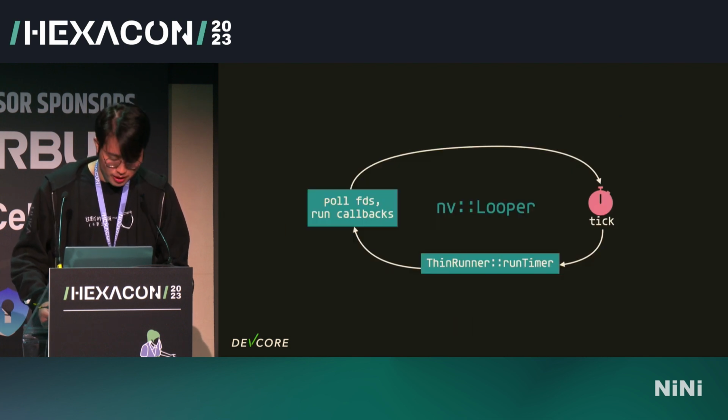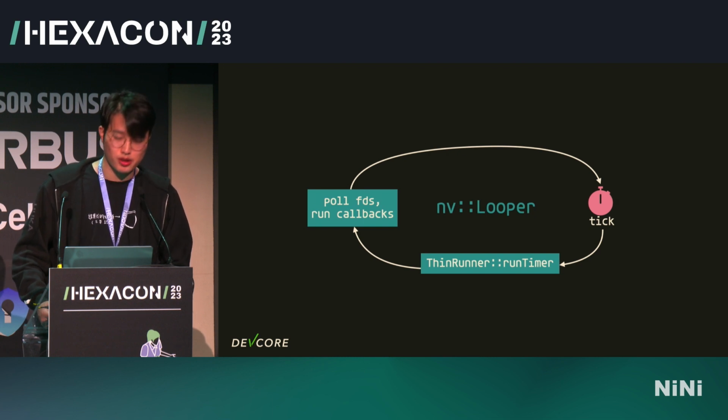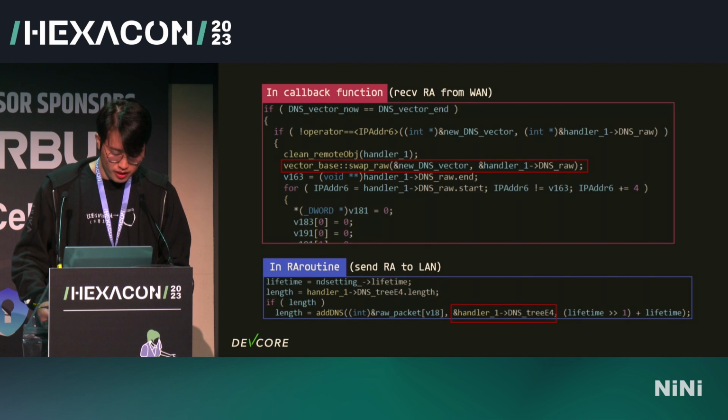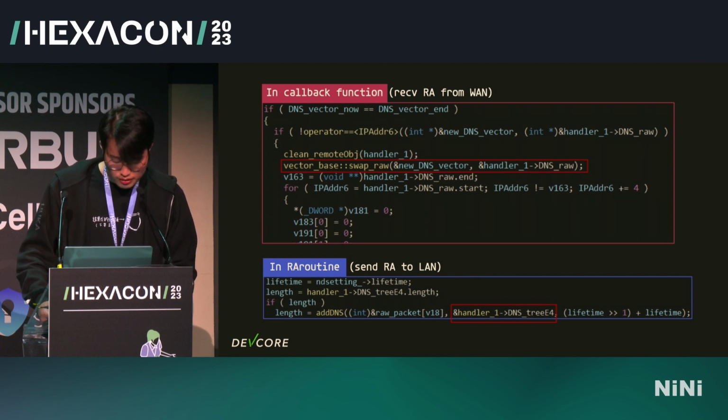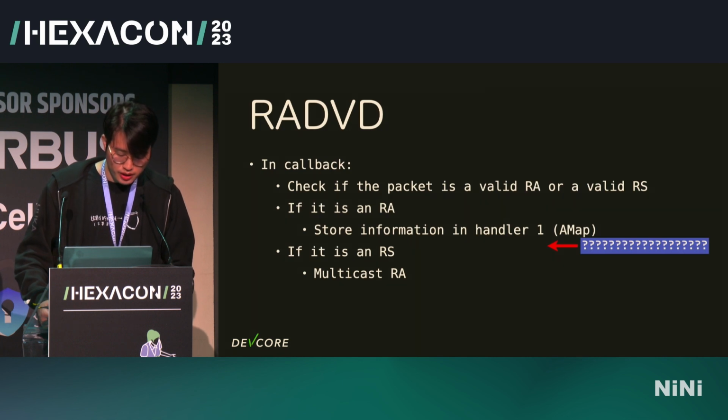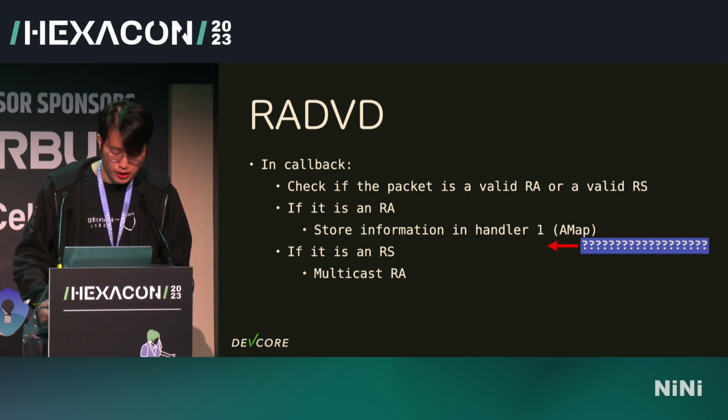Yeah, but how? The RADVD is only one thread. How could there be a race condition? I didn't mention that while the RADVD is parsing the incoming packet, the DNS addresses are stored in a vector. But somehow, the handler passed a DNS tree to the add DNS function. What's the relationship between these two members? This is actually about why we can't find where the callback function multicasts the RA when it receives an RA packet from upstream.